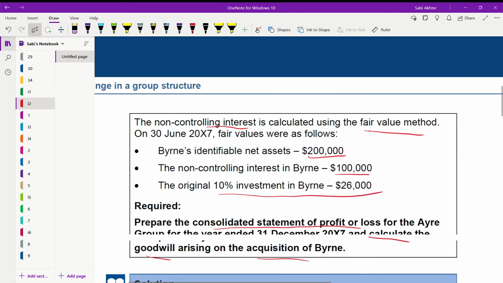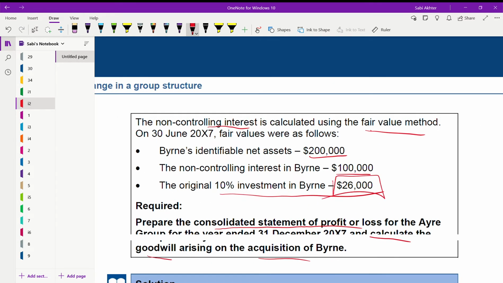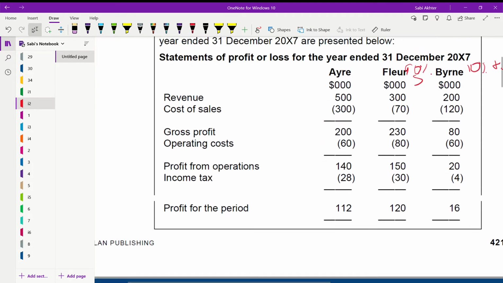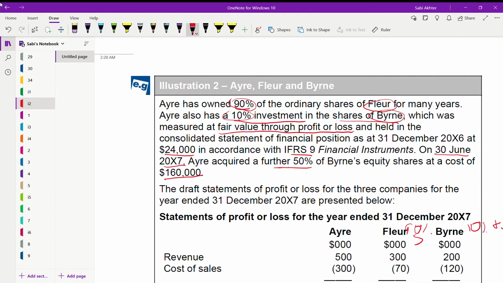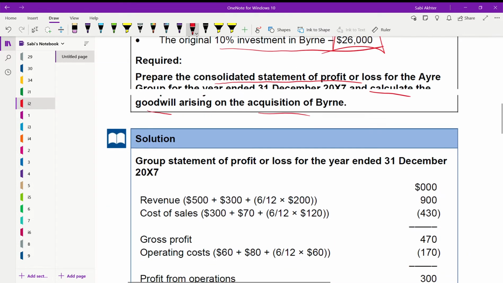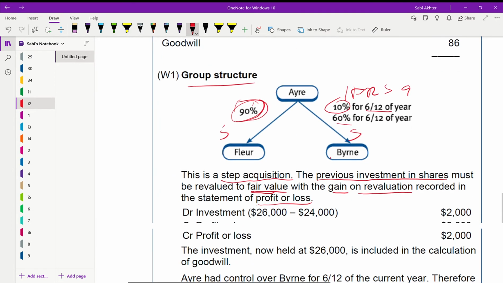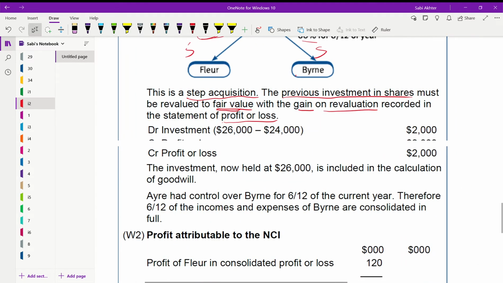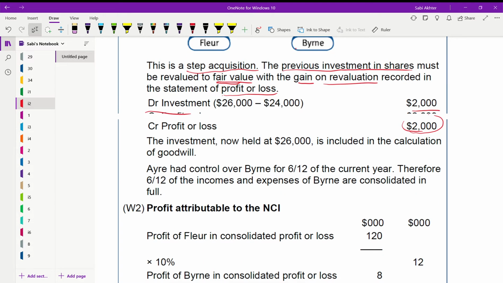Here they have given you the fair value of 26 for the 10% investment, but in the beginning they told it is 24, so it increased by 2 million, so that's the profit. You debit investment and credit profit and loss. It's an income, it's a gain. So now the investment will be held at 26 million, the fair value, not 24. And you need this because it is included in the calculation of goodwill.